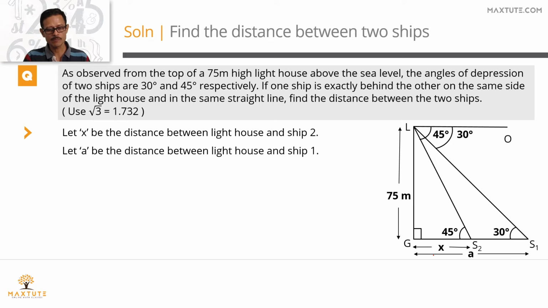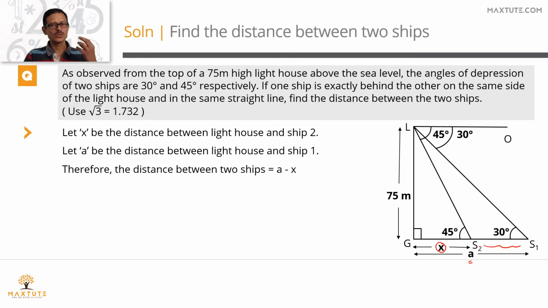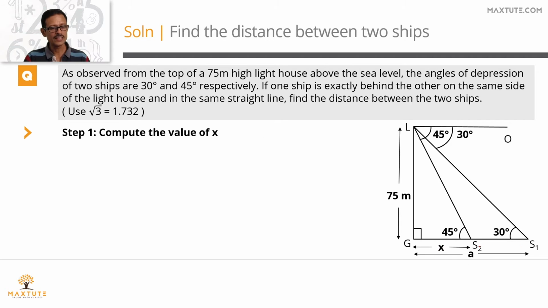Let me assign two variables. The first one is X, which is the distance between the foot of the lighthouse and ship S2. GS2 measures X units. The second variable is A, which is basically the distance between the foot of the lighthouse and ship S1. What we need to compute is this distance S1S2, which is nothing but A minus X. Let's get started by framing tangent or cosine or sine, whatever is appropriate trigonometric identity on these two right triangles, LGS2 and LGS1. Step 1, I'm trying to compute the value of X.